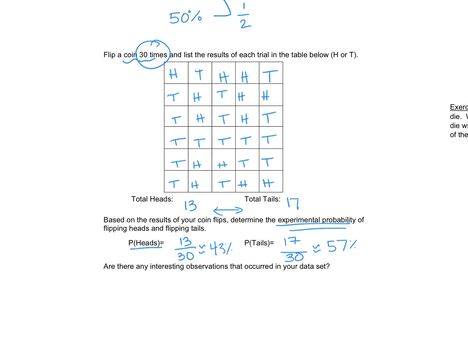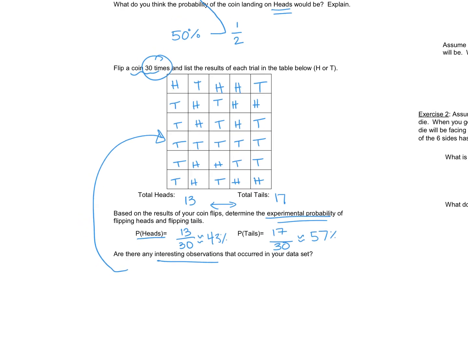So then it asks if there's anything interesting that occurred in the data set. Your data set might be different than mine. Yours might have more heads than it had tails. One thing that I thought was interesting is how many tails I got in a row there. That's a lot. Sometimes there's an assumption made that if you get a few tails, then you should get a few heads to kind of even that out, get that 50-50. But when you do the experiment, it doesn't always turn out like that.